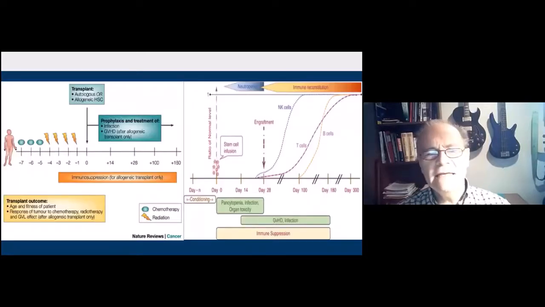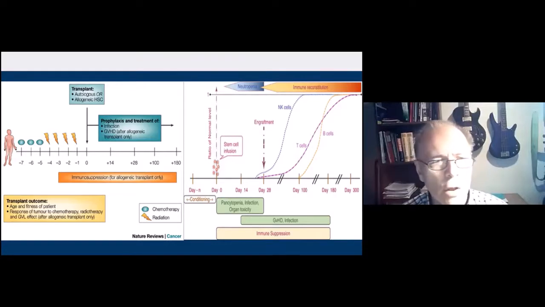Here you can see the process of transplant. On your left, the conditioning treatment could be chemotherapy with or without radiotherapy. On day 0 is the transplant, autologous or allogenic. And after that, begin the immunosuppression and the need for prophylaxis and treatment of potential infections, and the potential appearance of graft-versus-host disease, only in allogenic transplants.